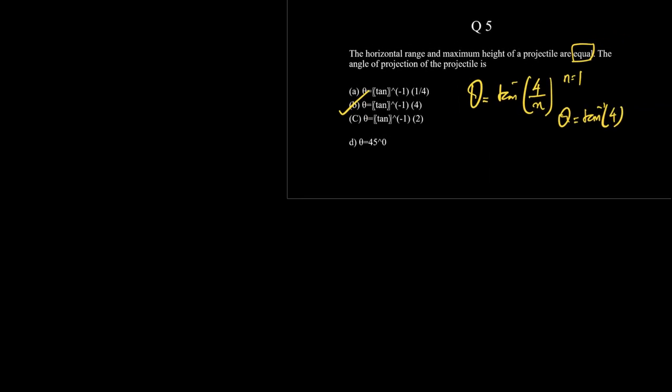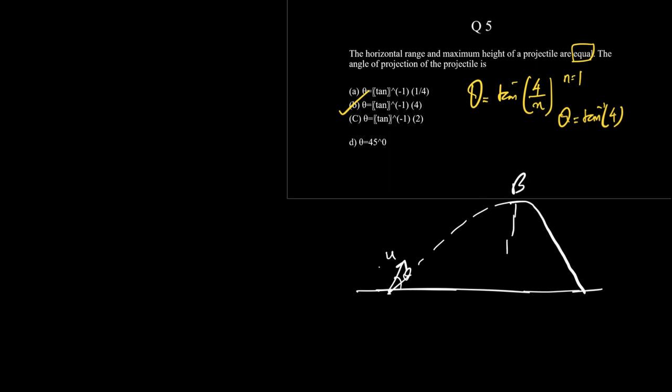So say this is the ground. An object is projected with velocity u at an angle theta. It attains the maximum height at point P, and it completes the maximum distance at C. So we have AC as the range and PR as the height. So we know that we have derived this.